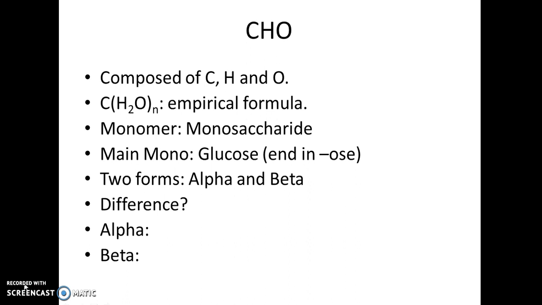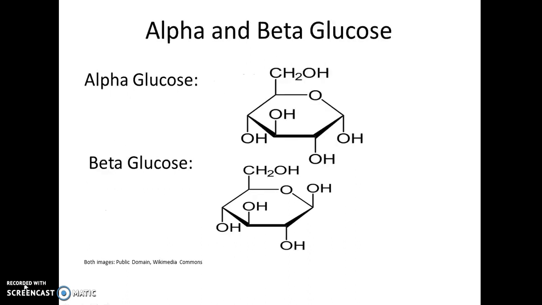Now, there are two forms of the monosaccharide. We have the alpha and beta form. So what is the difference between the alpha and beta form? That's an awesome question. So I'm going to show you a picture of alpha glucose and beta glucose and see if you can see the difference between the two. So alpha glucose is on top, beta glucose is on the bottom there. And what do you see? I mean, it's pretty much the same, but what is different between the alpha and beta glucose? If you said that the OH group is down in the alpha and the OH group is up on the beta, then you would be right.